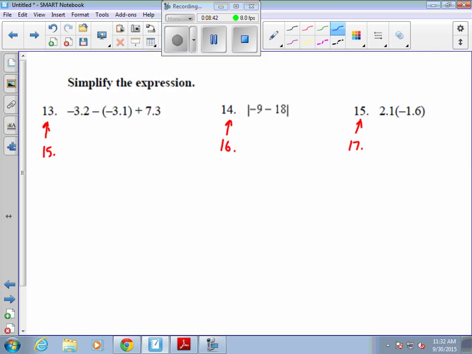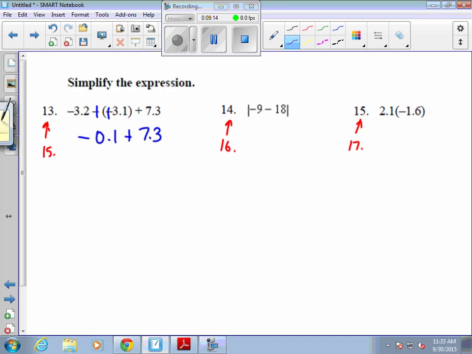Negative 3.2 minus a negative 3.1 plus 7.3. Anytime you see minus a negative, add a positive. Opposite signs right there, so subtract them. 3.2 minus 3.1 is 0.1, and since 3.2 is the higher absolute value, it was negative, it remains negative. So negative 0.1 plus 7.3, again, higher absolute value, they're opposites, you have to subtract them. 7.3 might.